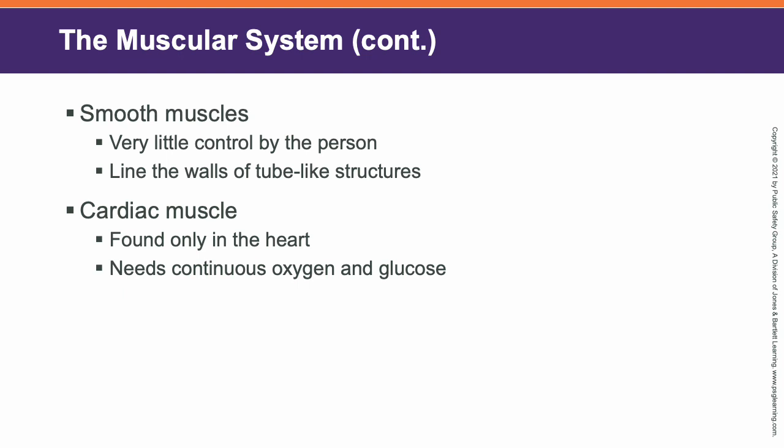Cardiac muscle is only found in the heart. It is 100% involuntary. It is very strong, but because it's strong and gets used so readily, right? Like your heart never stops pumping while you're alive. It needs continuous oxygen and glucose to function.